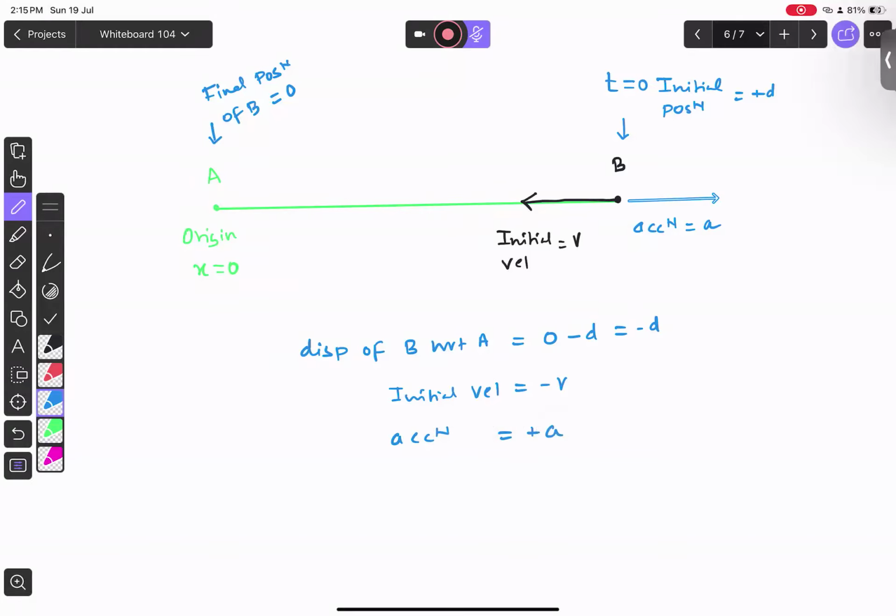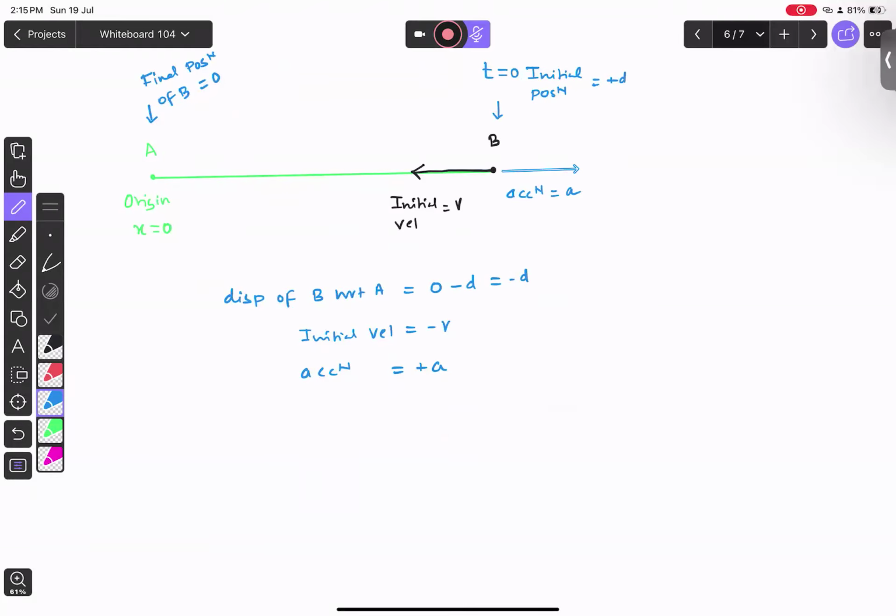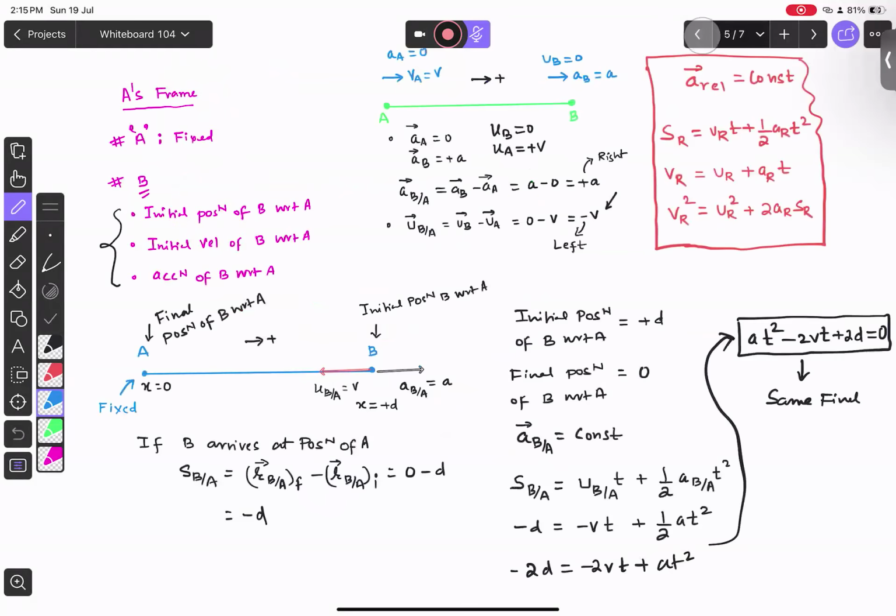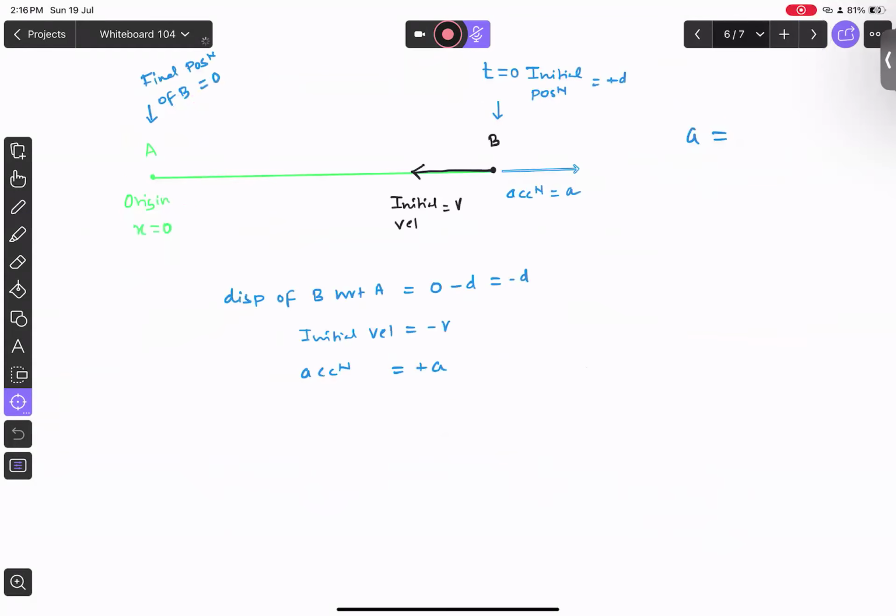Now, if a is constant, I can use s equals ut plus half at squared and the other equations. In the same way, if relative acceleration is constant, I can use those same equations just by taking every term to be a relative term. I hope that is making sense, no?